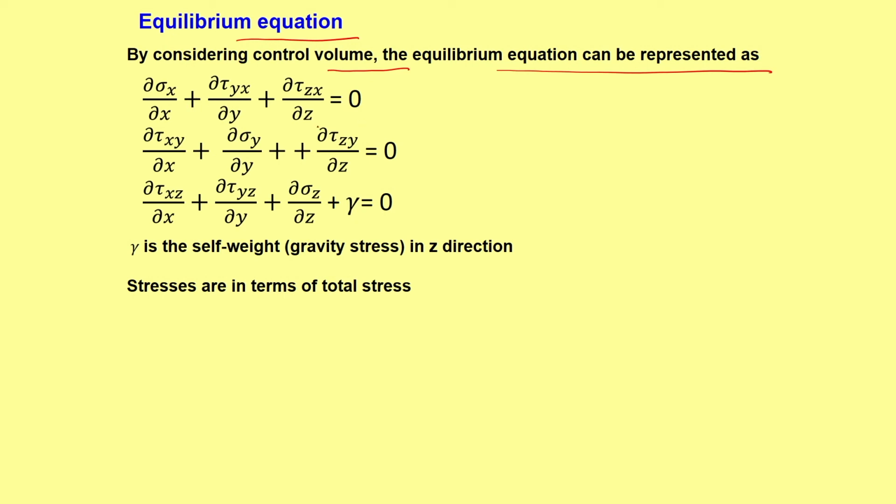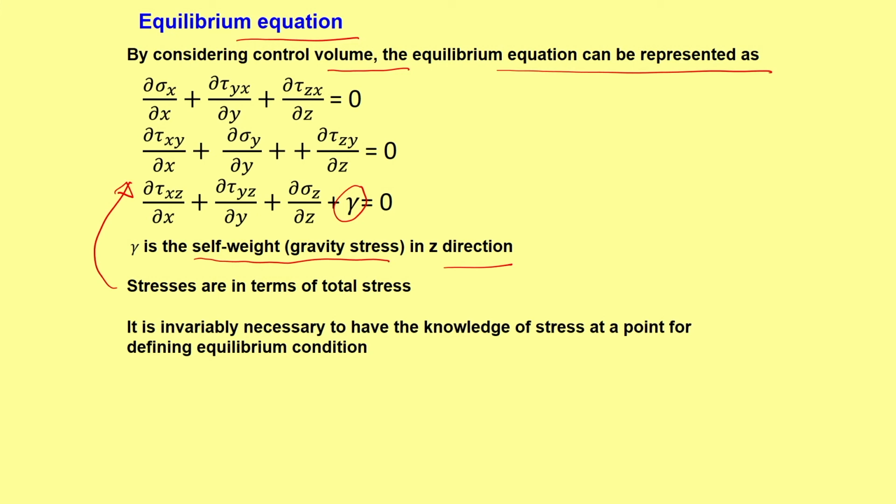By considering a given control volume, the equilibrium equation can be represented as follows, and you can see that the components of the equilibrium equations are the stress tensor components. The only new term is gamma, where gamma is the self weight or the gravity stress which acts in the z direction or in the vertical direction. And to be very specific, stresses are in terms of total stresses in this particular equation. It is invariably necessary to have the knowledge of stress at a point for defining equilibrium condition.